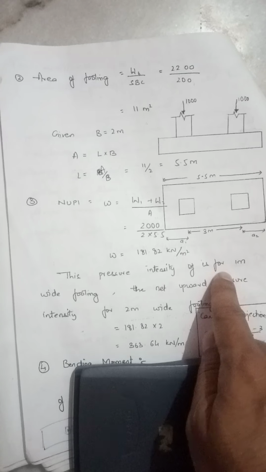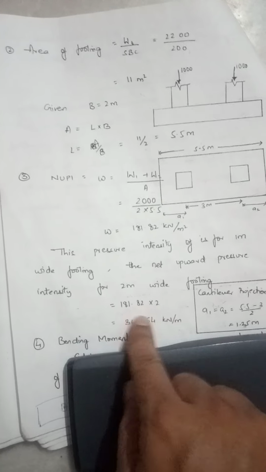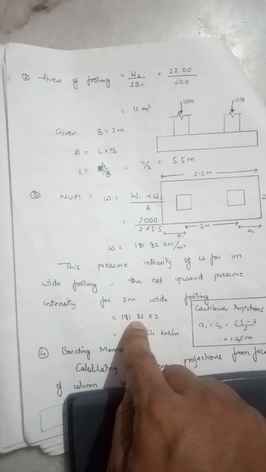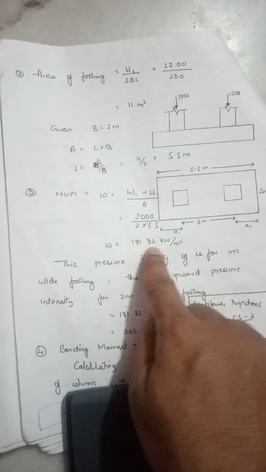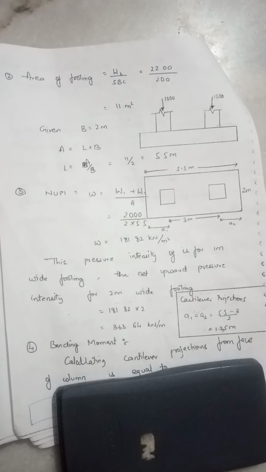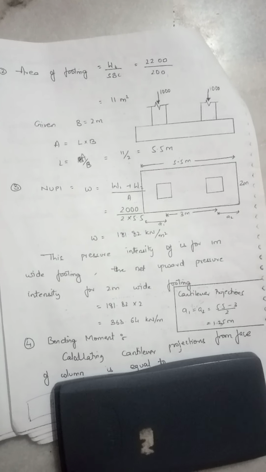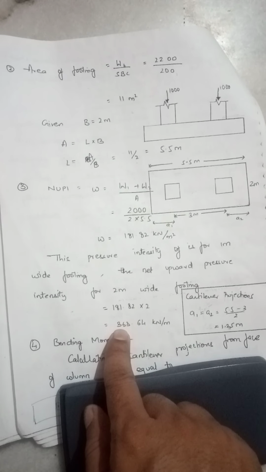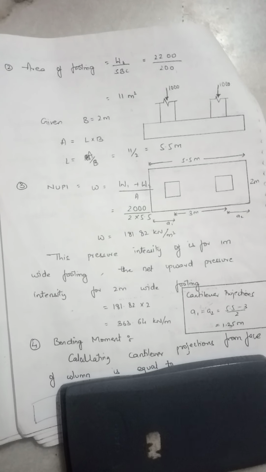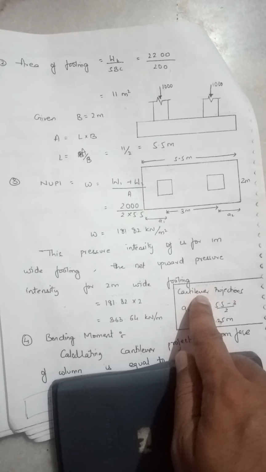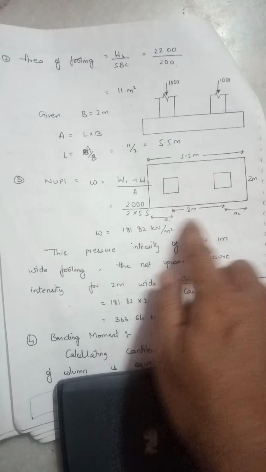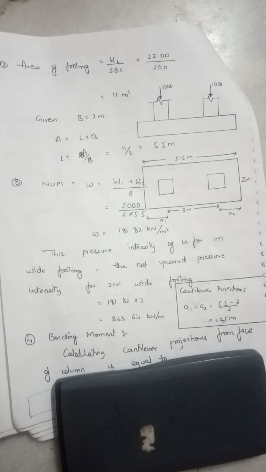The pressure intensity is for 1 meter wide footing. The net upward pressure intensity for 2 meter wide footing will be 181.82 into 2. The net upward pressure intensity we got as 181.82 is only for unit width. Here our width is 2 meters. We'll multiply it with 2 and we have got it as 363.64 kilonewton per meter. Now we have already got the net upward pressure intensity. We want to see the projections A1 and A2. That is simple.